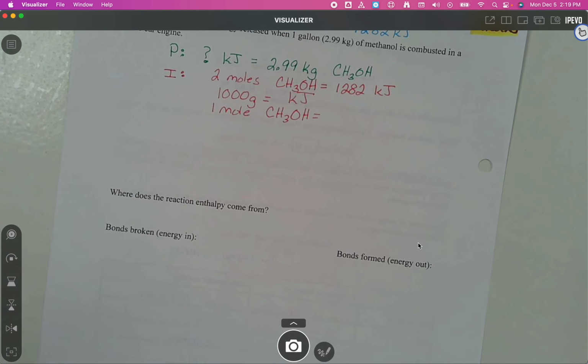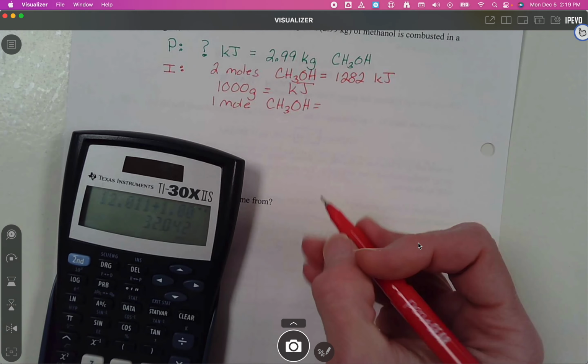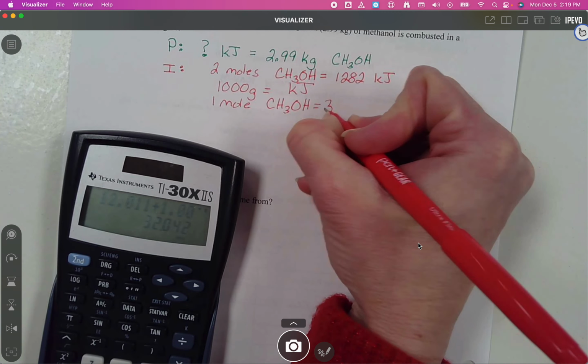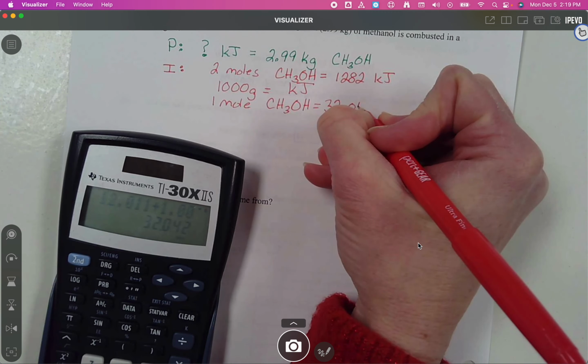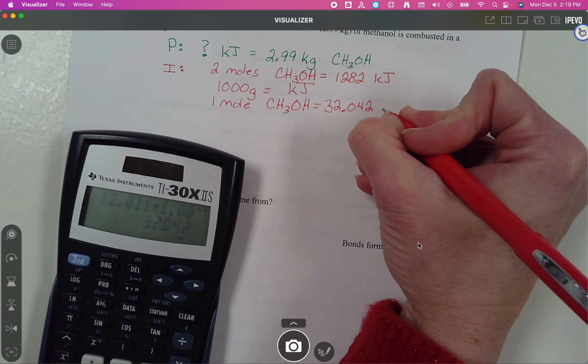All right, in all honesty, most of you probably didn't need that periodic table because most of you know carbon, hydrogen, and oxygen by heart. That's awesome. 32.042 if I've done my math right. What do we think? Yes. All right, I added well.